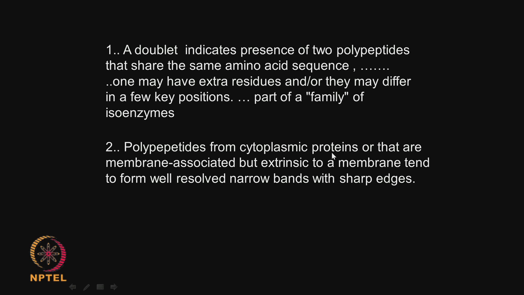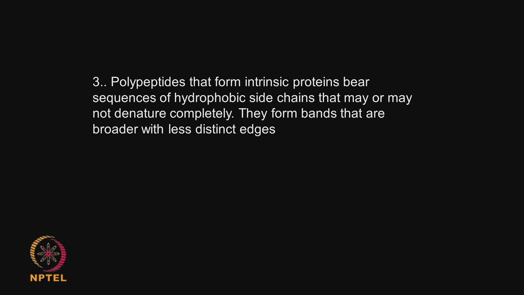Polypeptides from cytoplasmic proteins, or those that are membrane associated but extrinsic to a membrane, tend to form well-resolved narrow bands with sharp edges. So, ideally we should see narrow bands with sharp edges, then we can say they are completely cytoplasmic proteins. Polypeptides from intrinsic proteins bear sequences of hydrophobic side chains that may or may not denature completely. So, they will form bands that are broader and the edges will be less distinct.